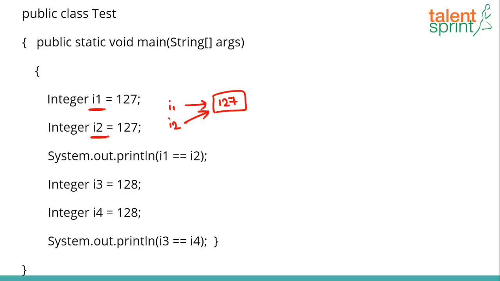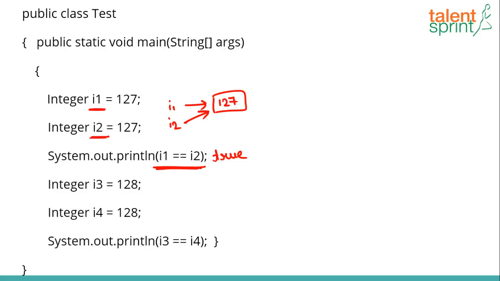So I2 is also pointing to the same memory location. Now since both of these are objects, and double equals checks whether both your references are pointing to the same memory location or not, this first statement will give you true as output. Wrapper classes are similar to String, immutable. That's true, Mahesh. So the same thing is happening: we have object references checking whether both are pointing to the same location or not.